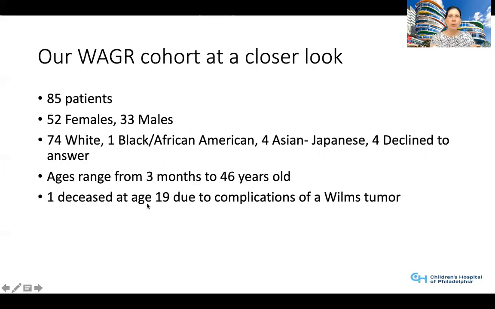So looking more closely at this cohort, there were 85 patients. There were more females than males. It was mostly a Caucasian demographic, and the ages ranged from 3 months to 46 years, while most of the patients were on the younger end. There was one patient that was deceased due to complications of Wilms tumor, but all the other patients were alive to our understanding.